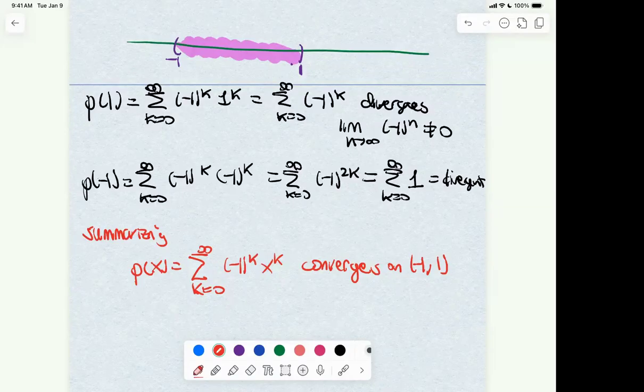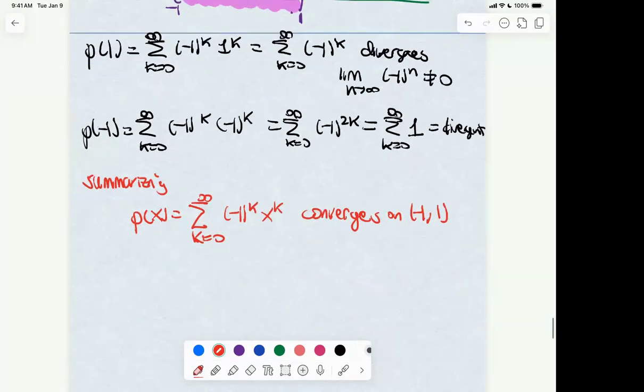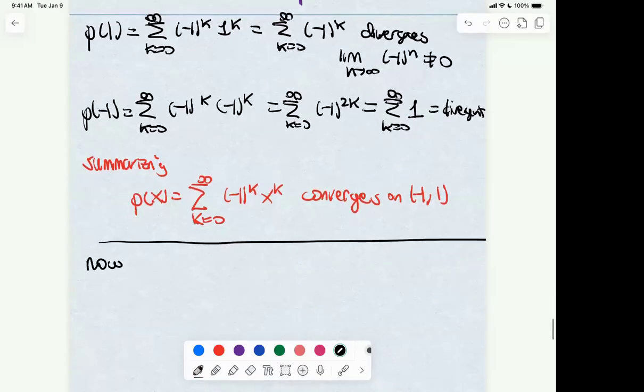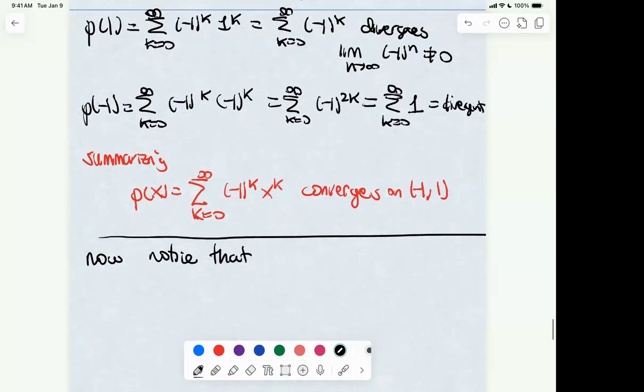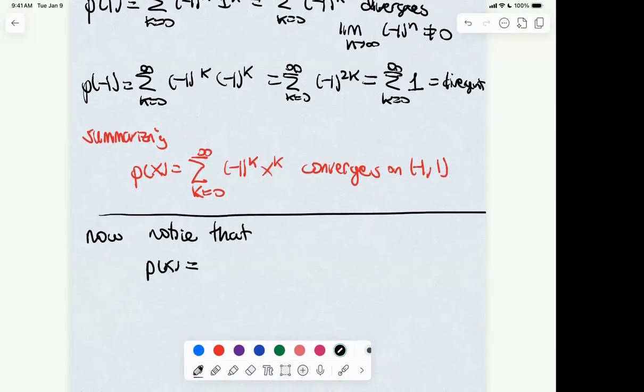Now, I claim that you actually know what this is already, a more simplified version of that, if we just change the names a little bit. Because, notice, what is P of X? Another way of writing this is (-x)^k, right?